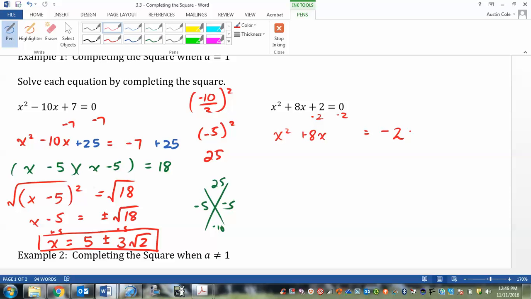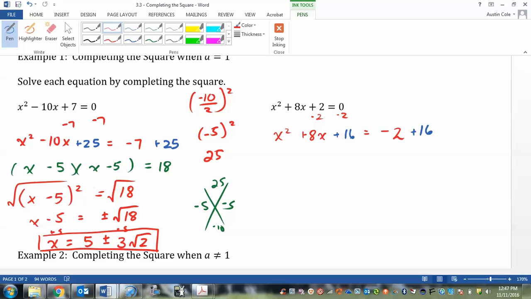New c value. I'm going to do 8 over 2, which is 4. 4 squared is 16. So I'm going to add 16 on both sides. A common mistake is forgetting to add it to the other side. Now, here's a shortcut. What's our next step?